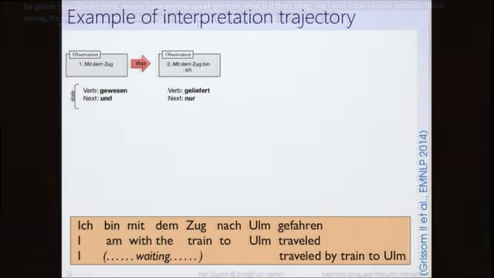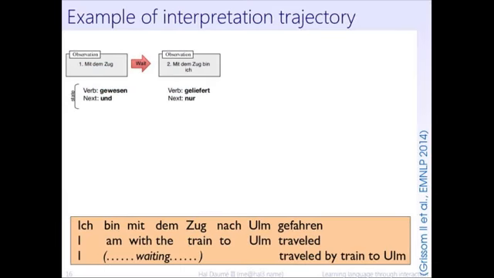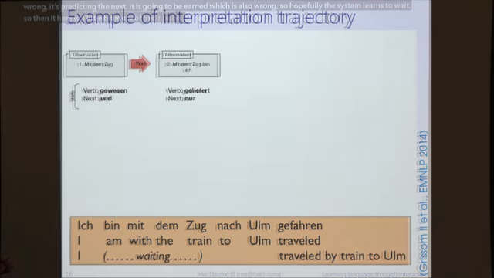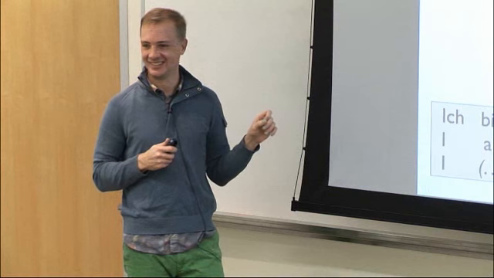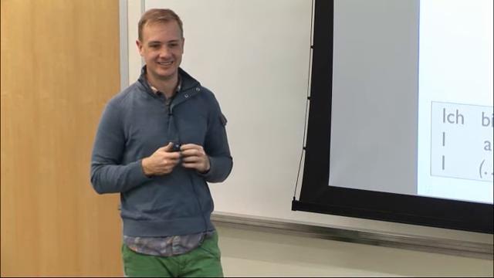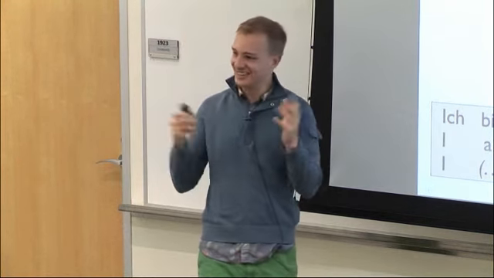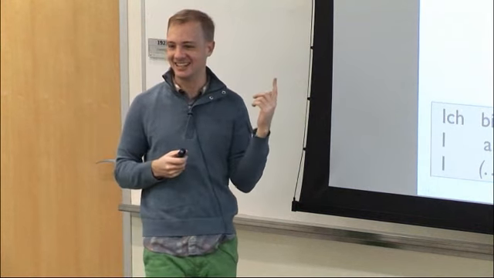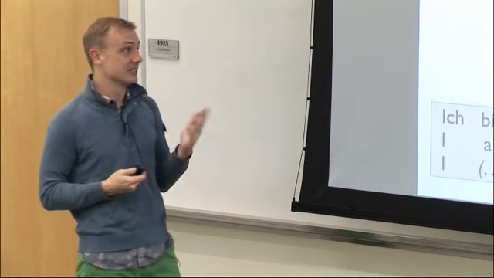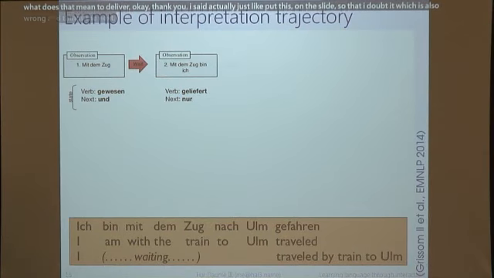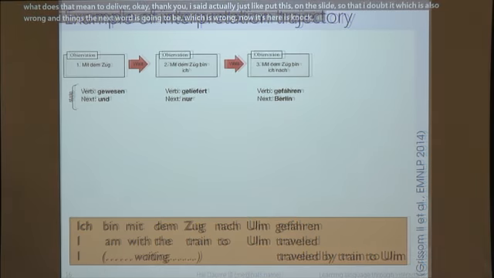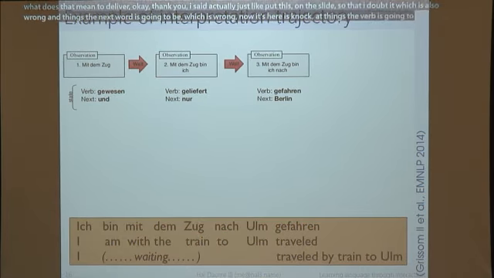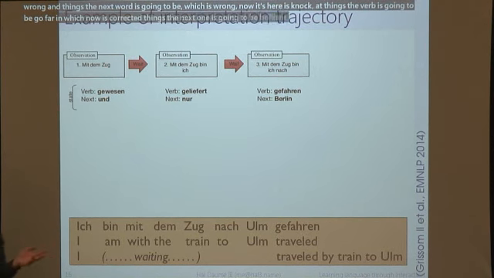This is wrong. It's predicting the next word is going to be und, which is also wrong, so hopefully the system learns to wait. Then here's a little bit more of the input. It thinks the final verb is going to be geliefert, or however you say that. What does that mean? To deliver, okay. Thank you. I should actually put this on the slide so that I know. Which is also wrong. It thinks the next word is going to be nur, which is wrong. Now it hears nach. It thinks the verb is going to be gefahren, which now is correct. It thinks the next word is going to be Berlin, which is actually a pretty reasonable guess, but in this case it's wrong.